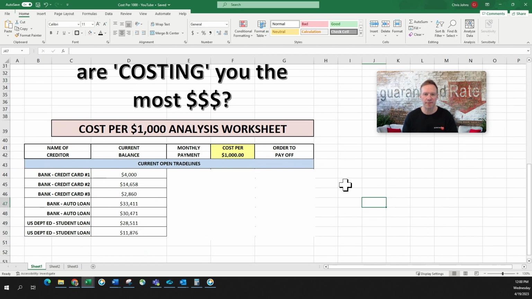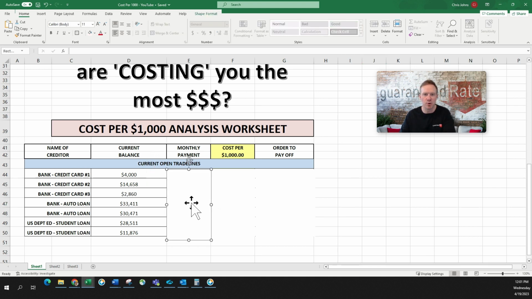The way that I have framed this scenario today is that, let's say someone is getting a $10,000 tax refund, and these are the debts that they have on their credit right now. And they come to me and ask, what should I do with this $10,000? Where would be the smartest place to put it? So what I did here was I reorganized all of these in my spreadsheet so I can illustrate to you how the cost per thousand worksheet looks.